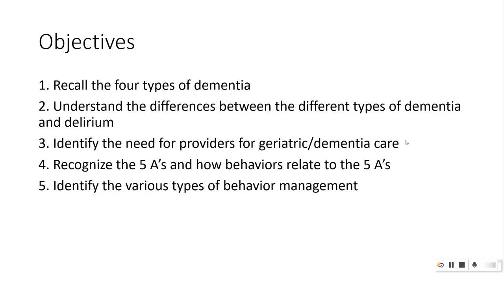We're going to recall the 4 different types of dementia. We're going to understand the differences between the different types of dementia, and we're going to touch just a little bit on delirium, and those are both reviews from the first presentation. We're going to identify the need for providers for geriatric dementia care, recognize the 5 A's and how the behaviors relate to the 5 A's, and identify different types of behavior management.